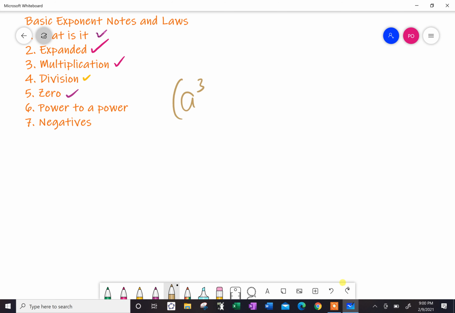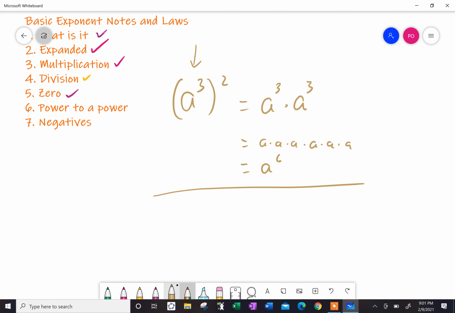A cubed squared. Well, that really means I have a cubed times a cubed, right? Because whatever's in my parentheses is getting squared. And that really means a times a times a times a times a times a, which is a to the 6. Wait a second.